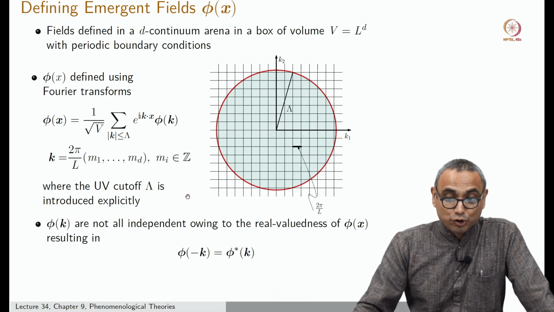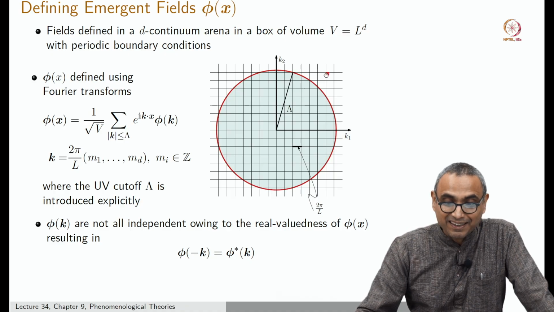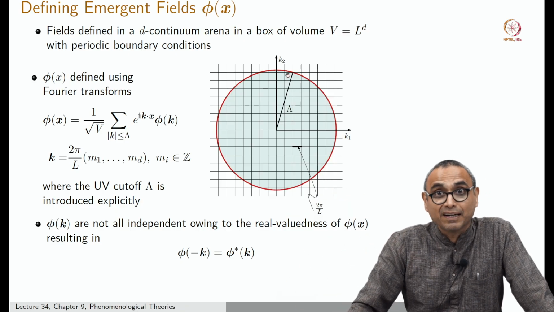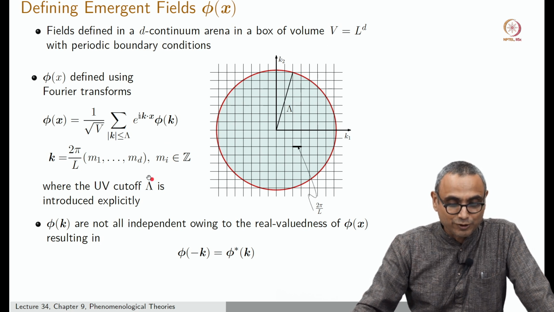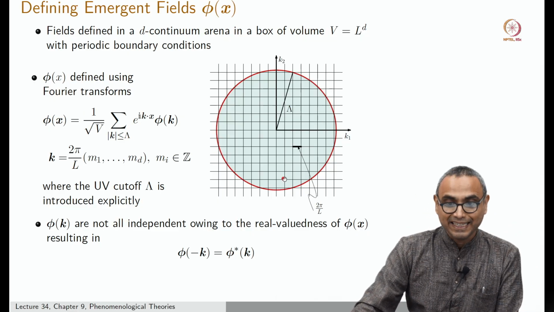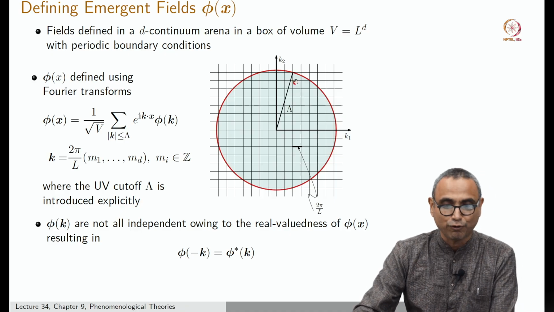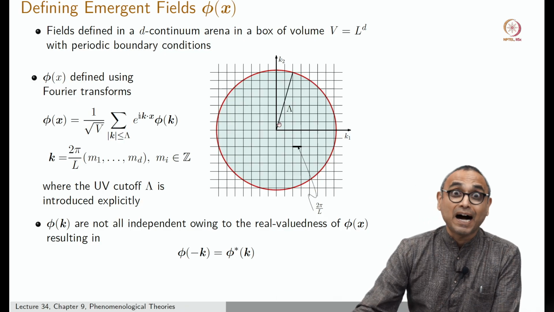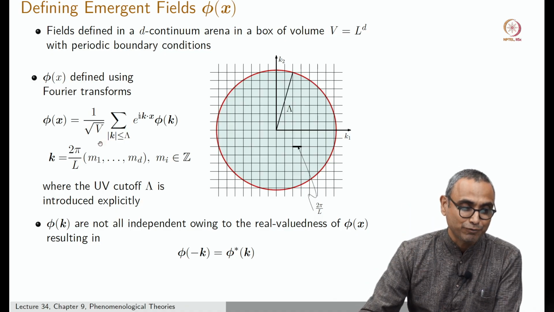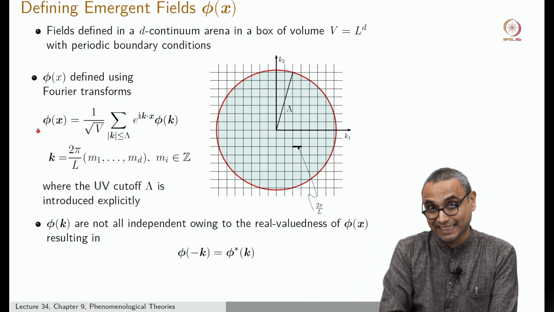Okay. So now the point is that I am only keeping the k within this circle, or in higher dimensions some sphere of radius lambda. I am not going all the way, so this is z, they are integers, and mod k is less than or equal to lambda, right? So only the points that fall within the shaded region are the allowed momenta in our system. This will ensure that the field phi of x has no fluctuations on length scales smaller than L_C, right?